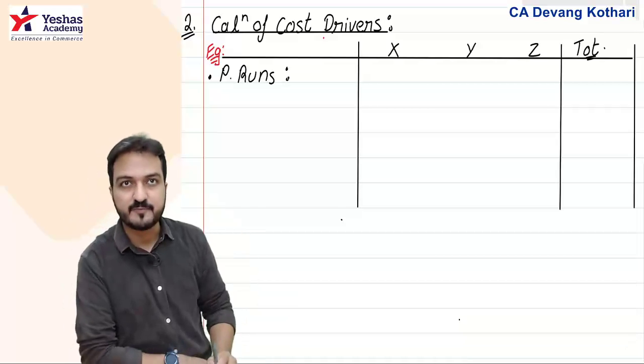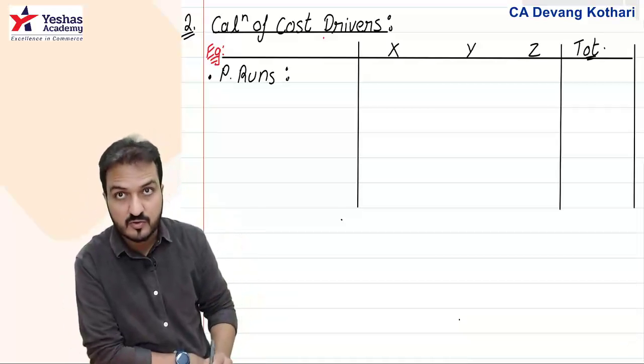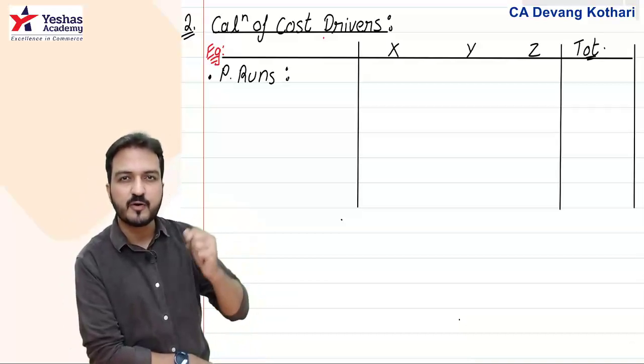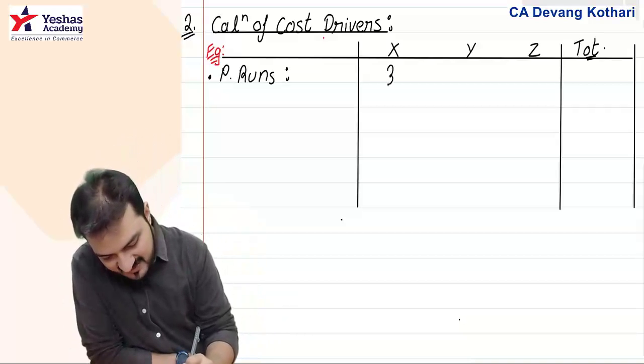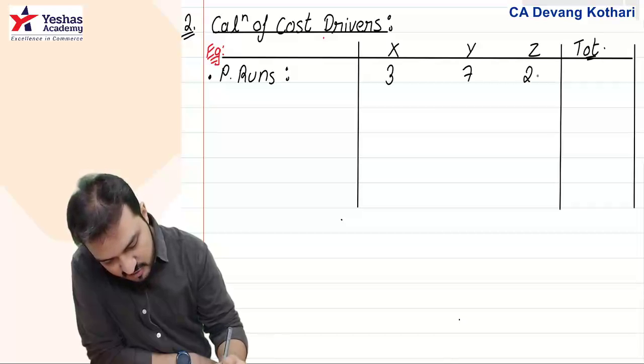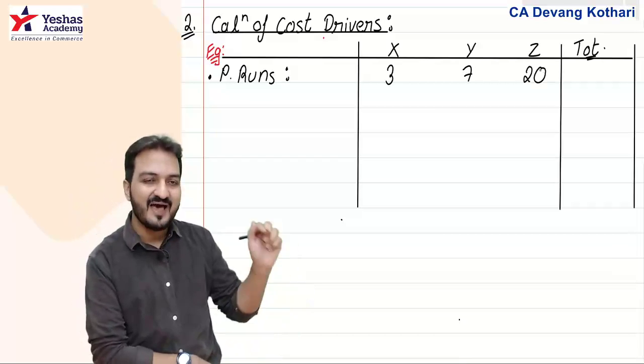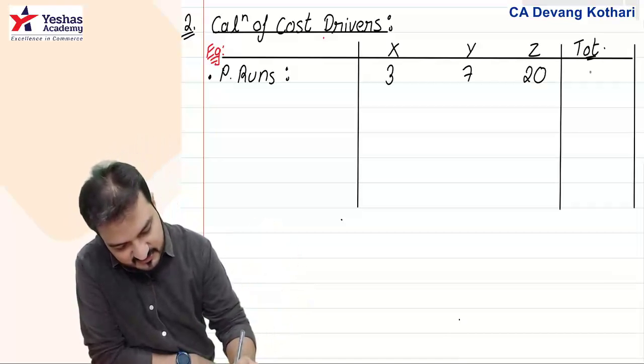Now look at this example. Say in the given question regarding number of production runs, this is what you are given: number of production runs as 3, 7, 20, which is product wise, and the total is already given as 30.